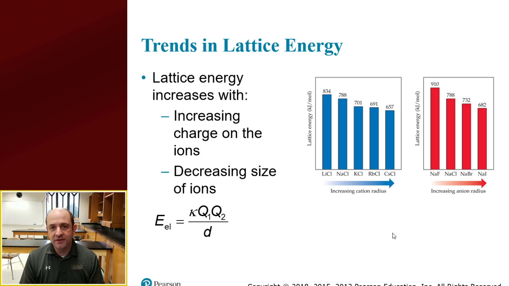And it doesn't matter if it's cation or anion, same thing. These are all sodium, so that part's equal. As we go to bigger anions like iodide, the lattice energy also decreases.